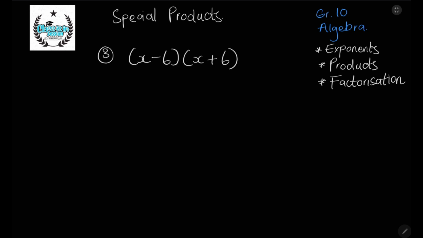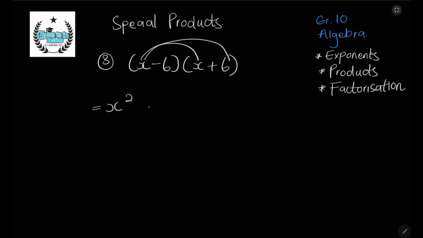Now let's try the difference of two squares. We have identical brackets, however you have opposite signs. And when this happens, the middle terms will cancel out. For example, let's try to FOIL this. We have x times x, which is x squared, right? Then x times 6, this should give us a positive 6x. Negative 6 times x should give us a negative 6x. Then negative 6 times positive 6, this should give us a negative 36.